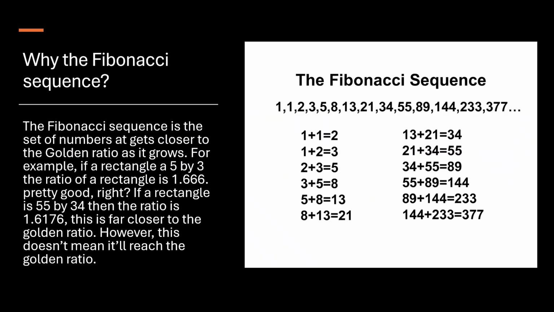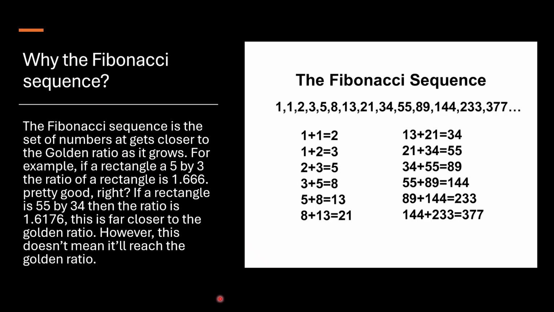Why the Fibonacci sequence? The Fibonacci sequence is a set of numbers that get closer and closer to the golden ratio as it grows. For example, if a rectangle is 5 by 3, the ratio of that rectangle is 1.666 repeating. Pretty good, right? If the rectangle is 55 by 34, then the ratio is 1.6176. This is far closer to the golden ratio. However, it doesn't mean it will reach the golden ratio.